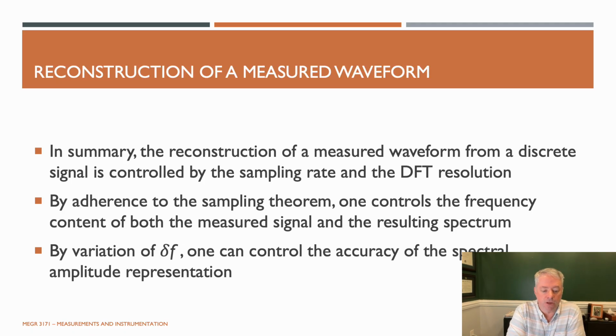So just to summarize what we've learned, the quality of our digital signal representation depends on two key factors: the sampling rate and the DFT resolution. We use the sampling theorem to ensure we're capturing all the necessary frequency information and avoid aliasing. And we can then manipulate the DFT resolution to ensure the amplitudes of those frequencies are accurately represented and to minimize leakage. So by mastering these two concepts, I think you'll be in good shape to acquire and analyze data correctly in your projects in the future.